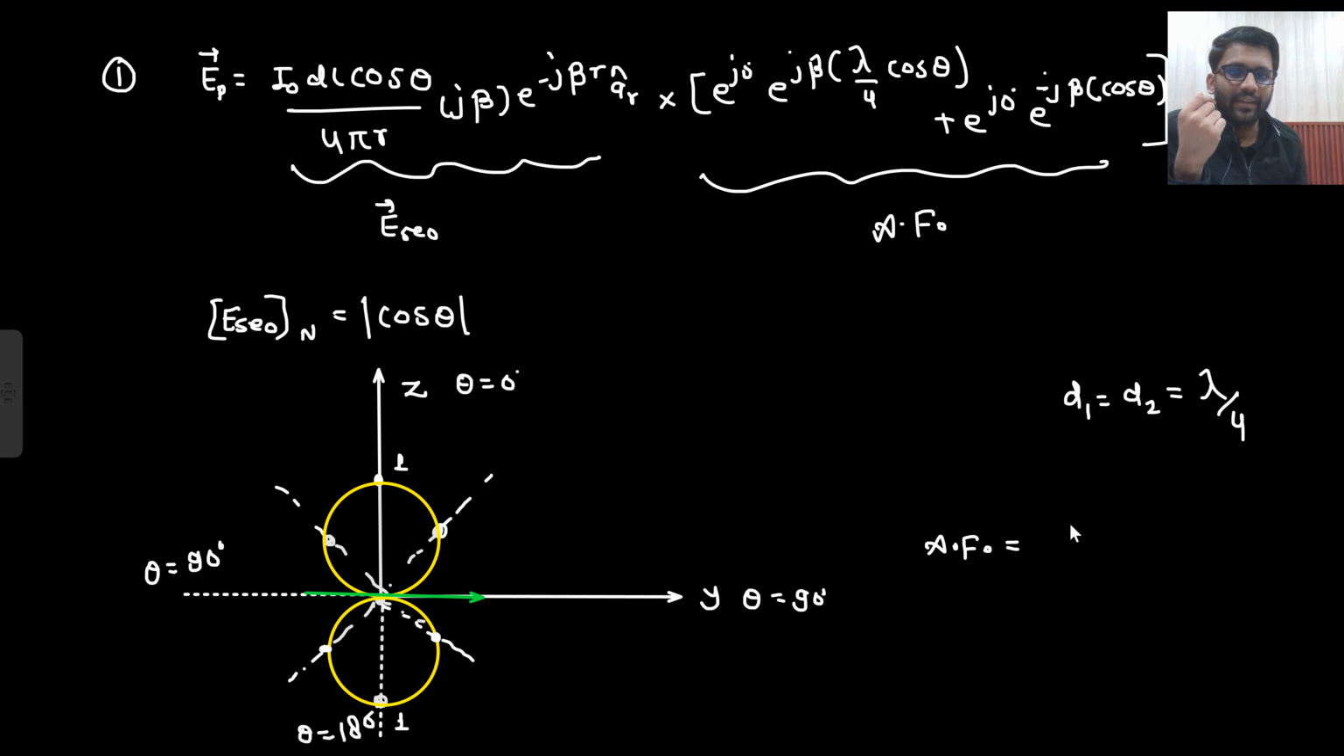So what am I getting as the array factor? What is beta into lambda? That is equal to 2 pi, because beta is 2 pi by lambda. So beta into lambda is 2 pi.